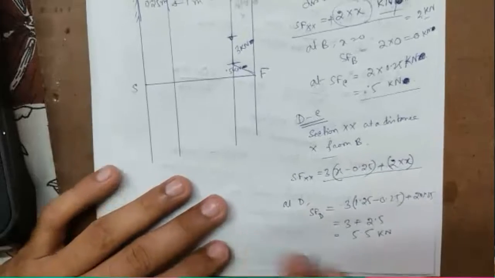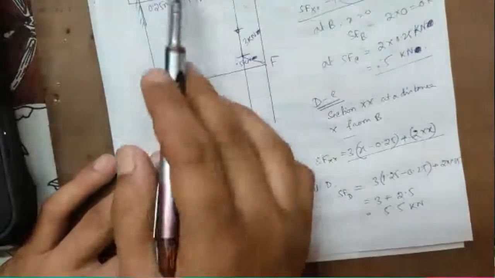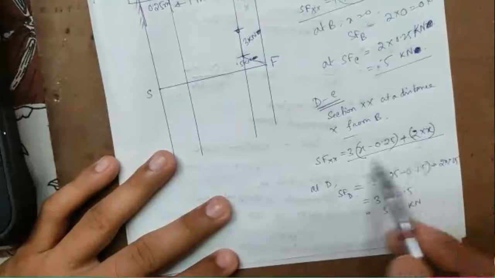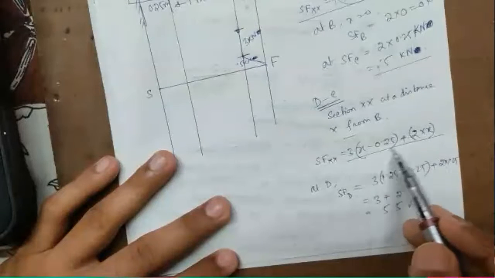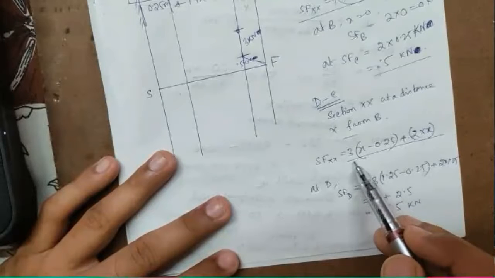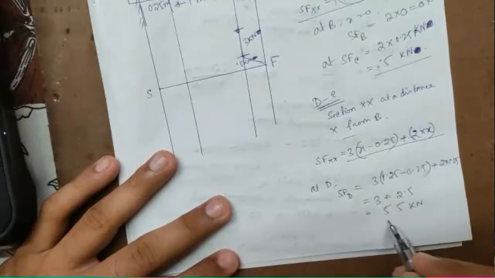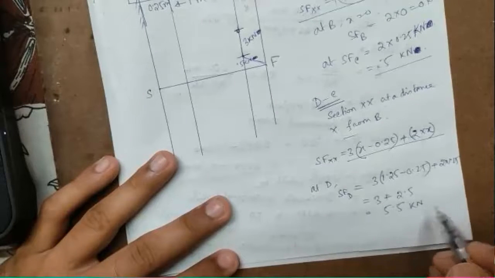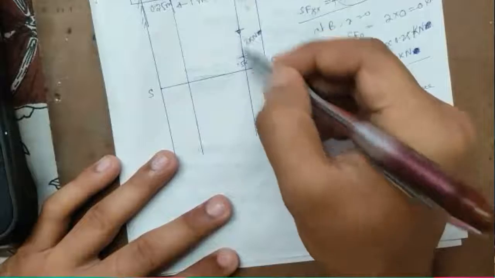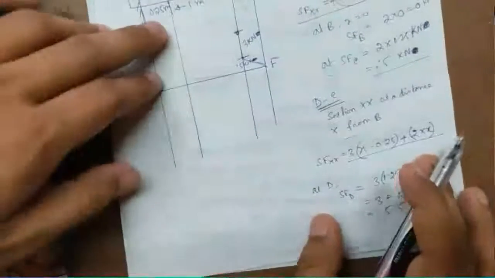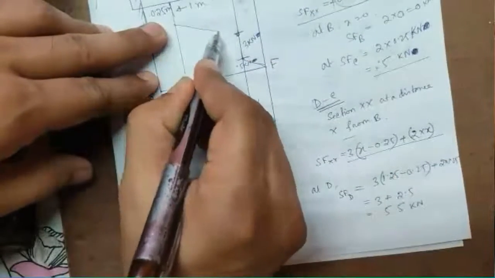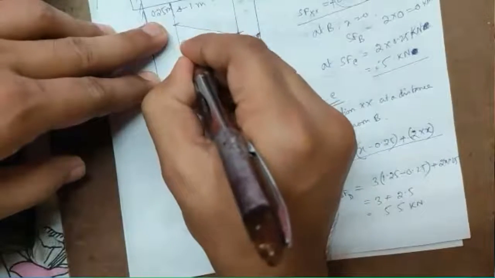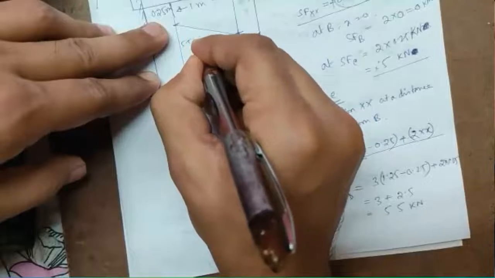Now, that means between C to D, the shear force increased by this formula, which is a linear one, and at D we get 5.5 kilonewton. So here we have got 3.5. Now it will further increase linearly, and this much will be 5.5 kilonewton.